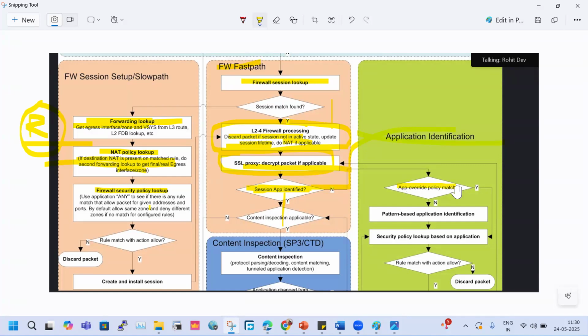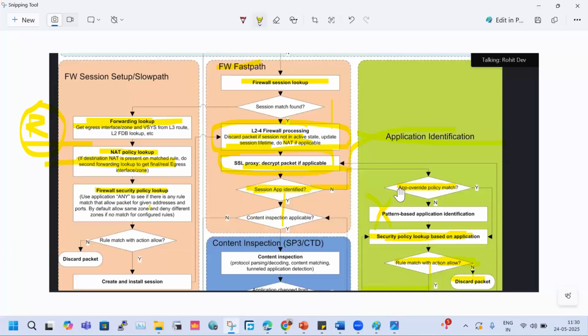So what does override policy mean? If your override policy exists, then for that traffic, the firewall will not go for the pattern-based application identification process. It will not check the signature for that particular traffic that you have mentioned in your override policy, right? So if your override policy is matched, then it will not do the signature analysis. Okay, it will directly come to your policy check, right? And if your rule is matched, then the traffic will be allowed. Or if there is no rule against that policy, then it will be discarded by the firewall.